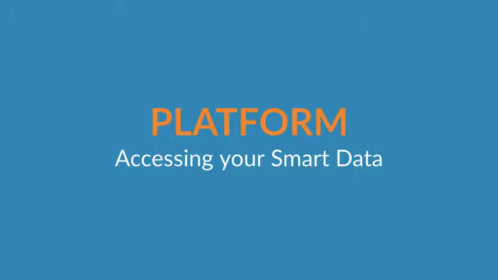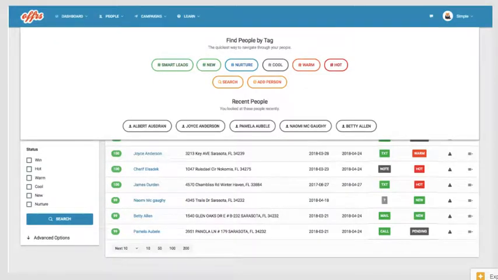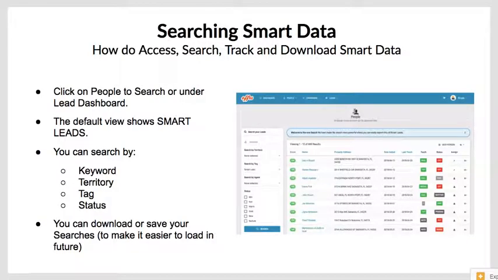So now let's talk a little bit about the platform and how to actually access your smart data. Well, when you first log in, you'll see a couple of ways of accessing your smart data. You can click on people and just click on search, or click on one of the following tags like smart leads, etc., and you'll see it loads up a screen that shows all of your leads. Searching your smart data, you can slice and dice the data any way you'd like. You can search under different territories. You can search by status. You can search by keyword. And also you can search through using our tagging system.